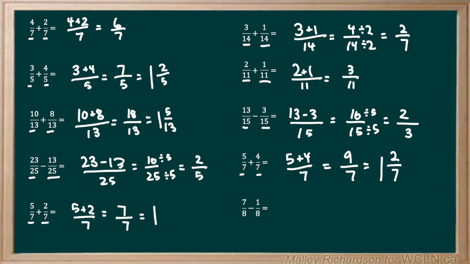Now our final example is 7 over 8 minus 1 over 8. Again, they have the same denominator, so we just want to subtract the numerators. 7 minus 1 gives us 6, so we have 6 over 8. Now 6 over 8 can be reduced down because both numbers can be divided by 2. So we divide the top and bottom by 2, and we're left with 3 over 4 as our final answer.